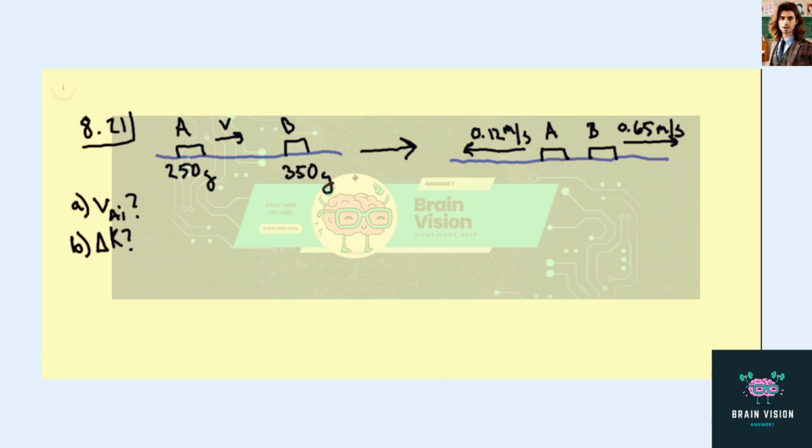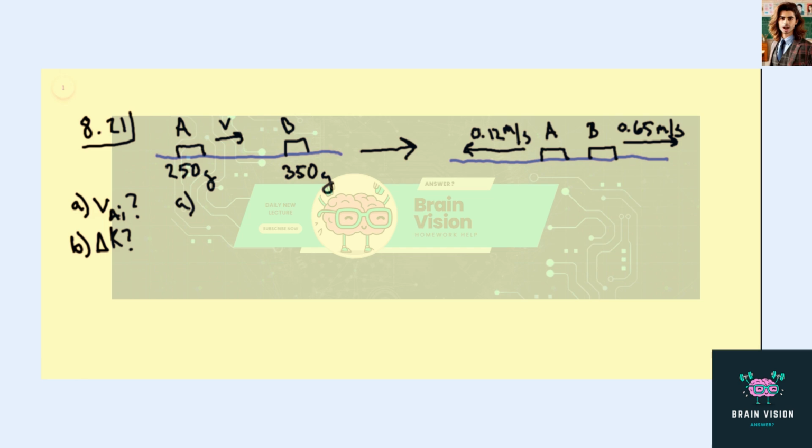And so the two things we want to find are what was the initial speed of A, the big mystery here, very interesting to know that. And then what is the change in the kinetic energy, because it will turn out that this collision is not elastic. It's partially inelastic. So let's start with part A.